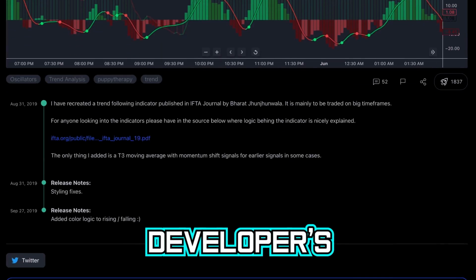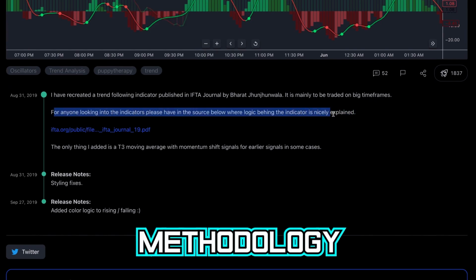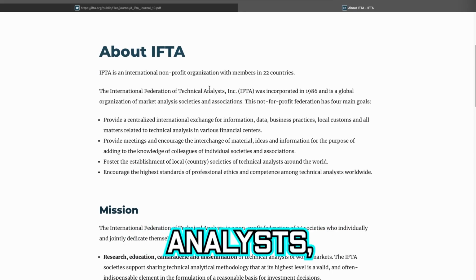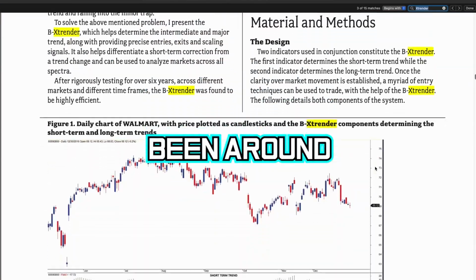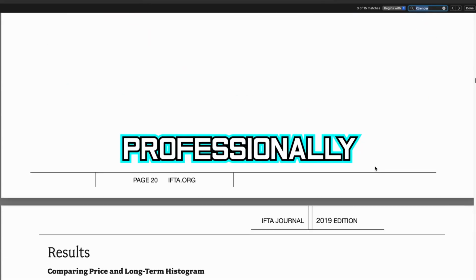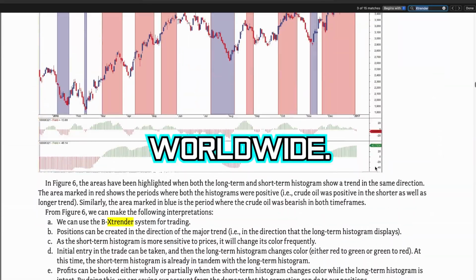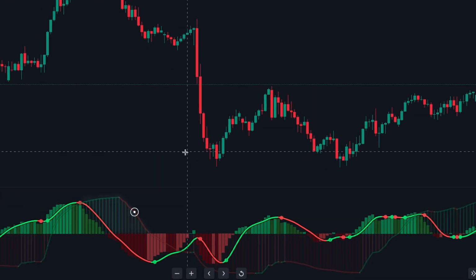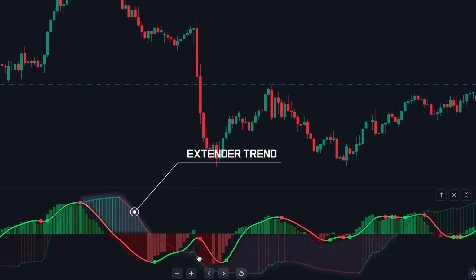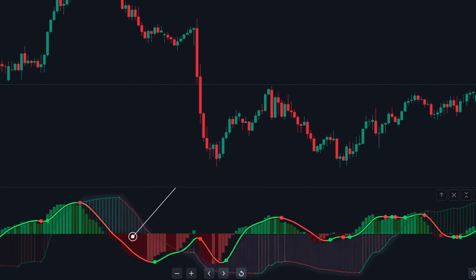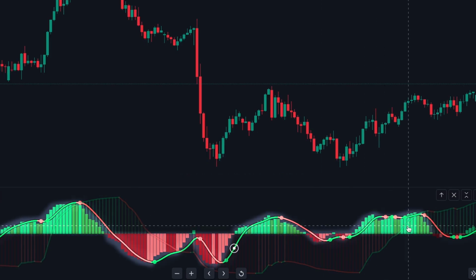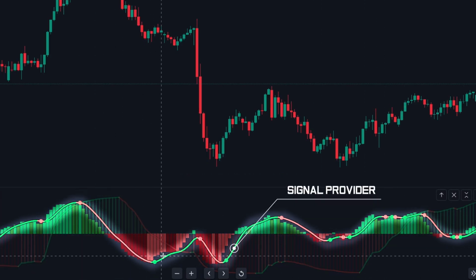If we look at the developer's notes, we can see that the methodology for this indicator was proposed by the International Federation of Technical Analysts, an institution that has been around since 1987, professionally certifying traders worldwide. This indicator has three main components. First, we have the Xtrender trend, which acts as the trend detection aspect. Then we have the oscillator histogram, which will act as our momentum tool. And we have this plot in between that will provide our buy and sell signals.